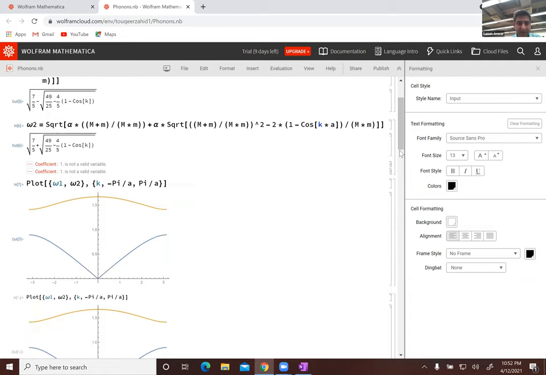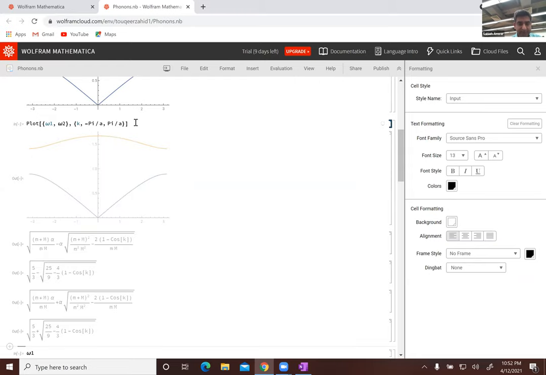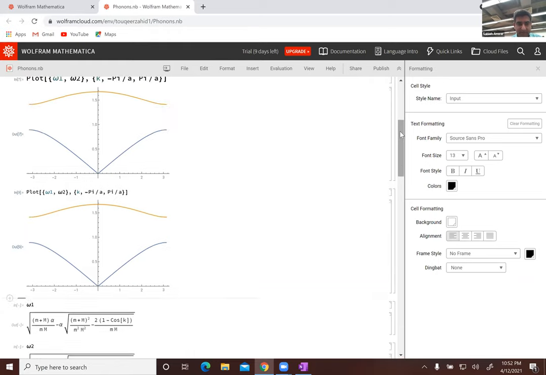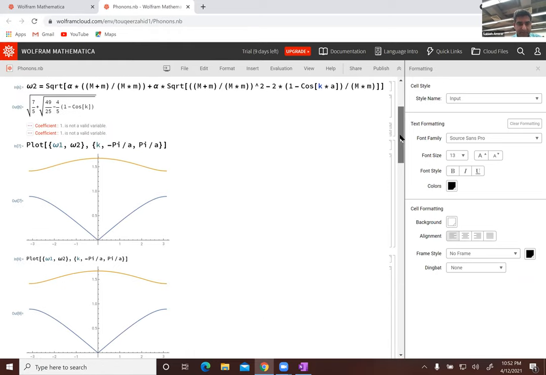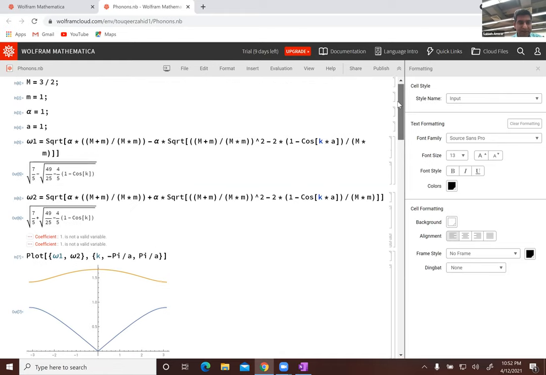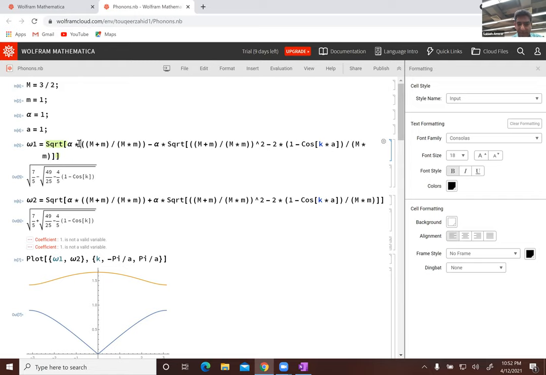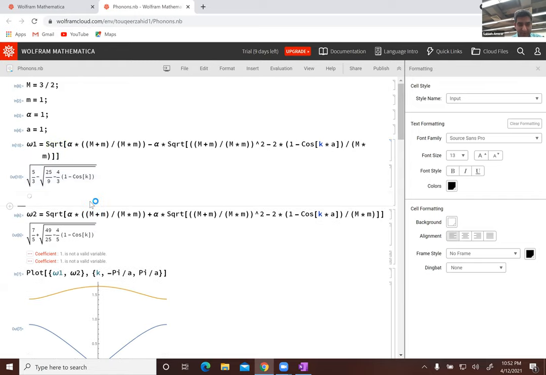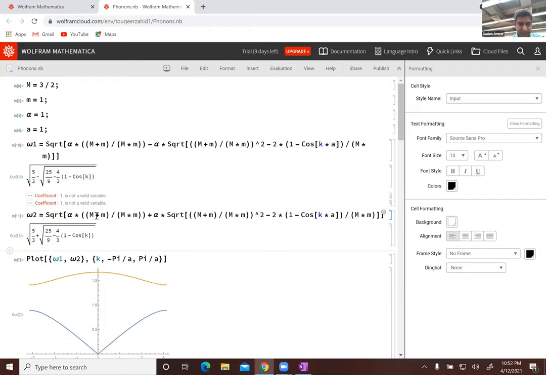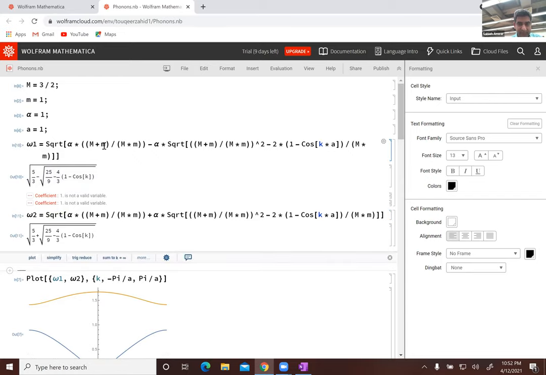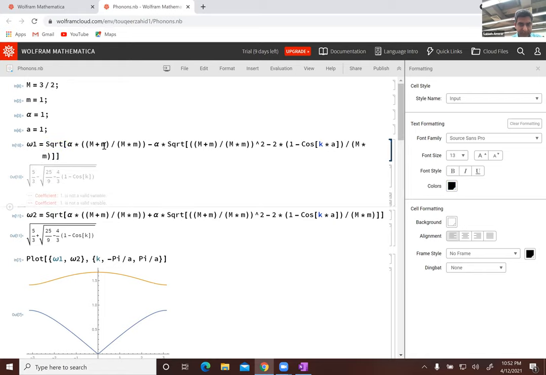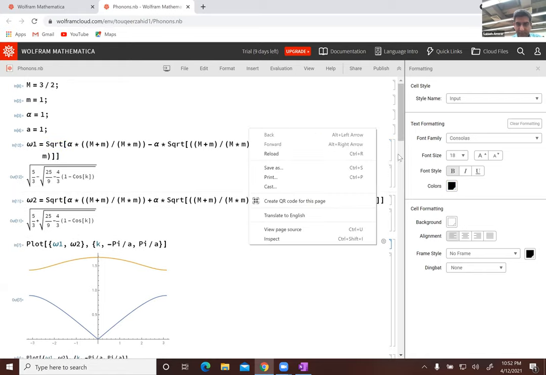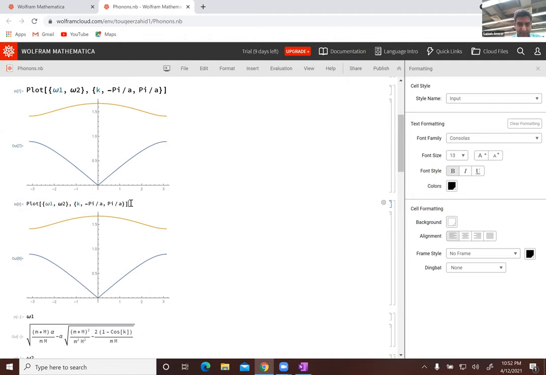What kind of band structure would it cause? So here I plot it again. It causes some change, but I have to do this again. I have to find out omega 1 and omega 2 again. Right, you will see that the band gap has closed up a little bit. The band gap has decreased.